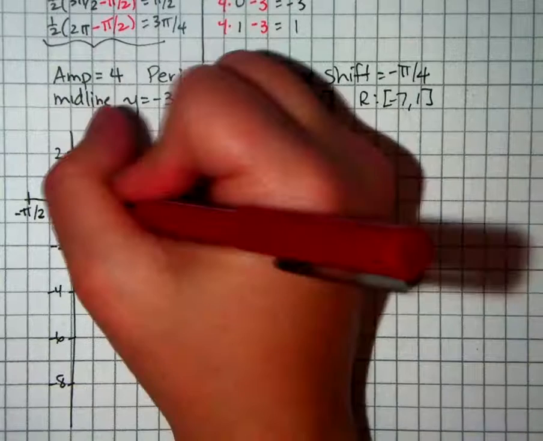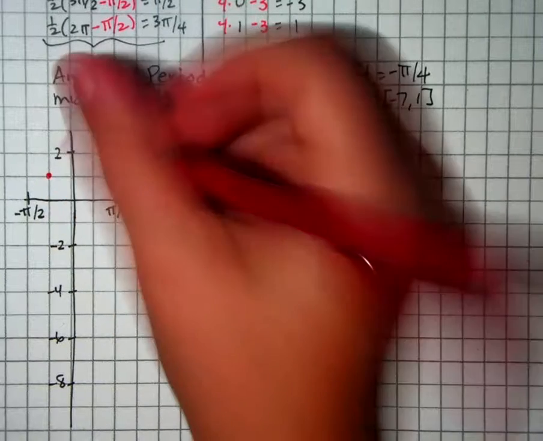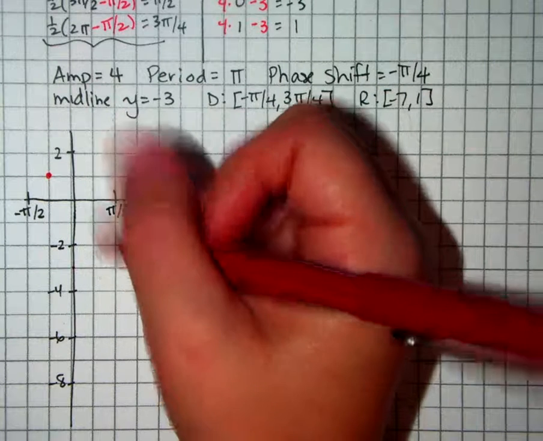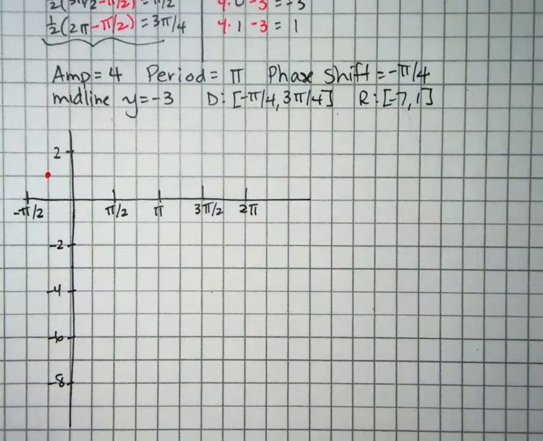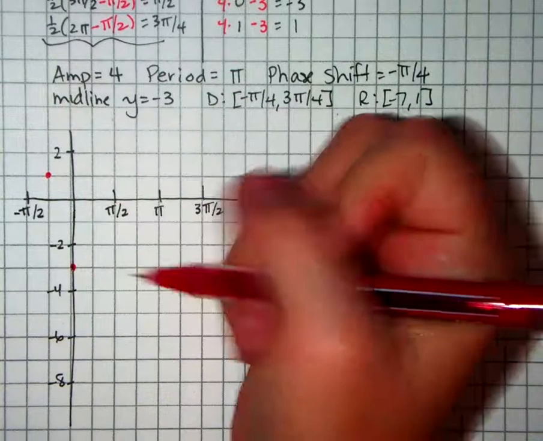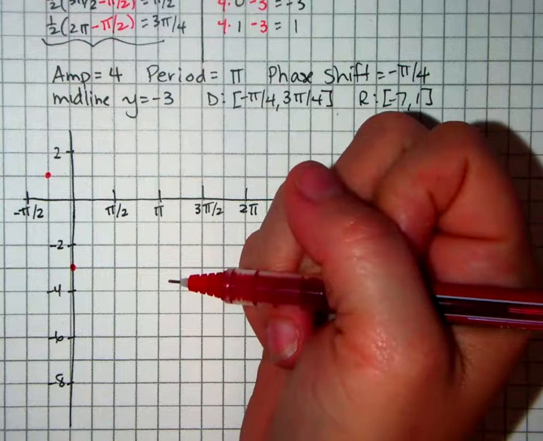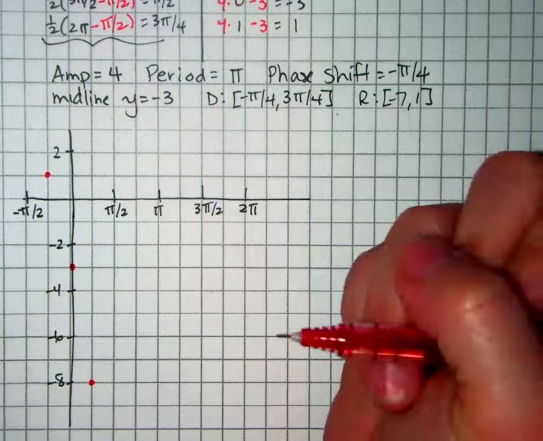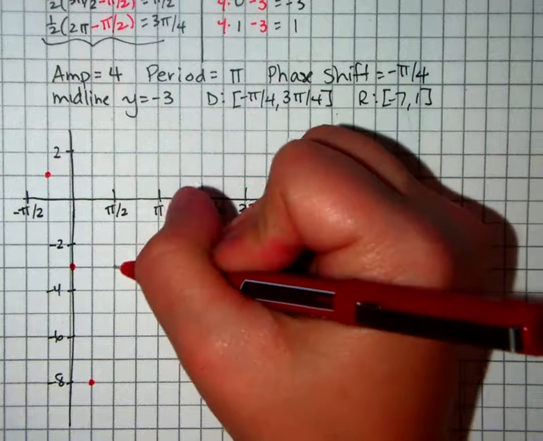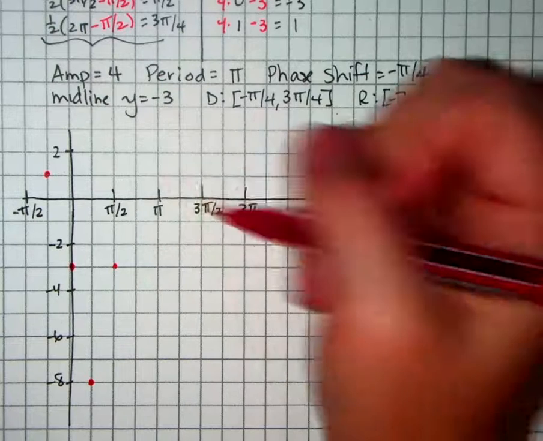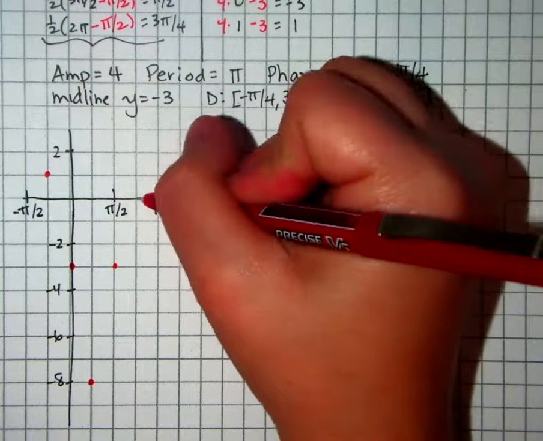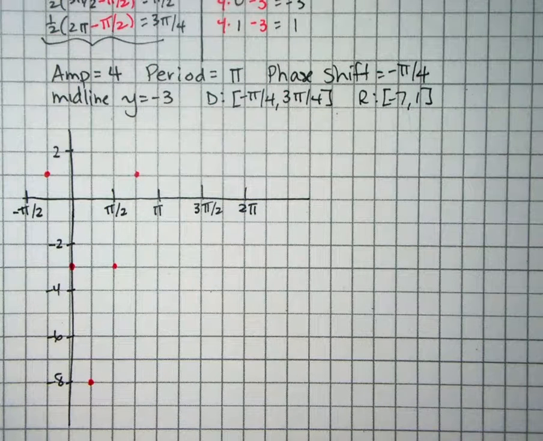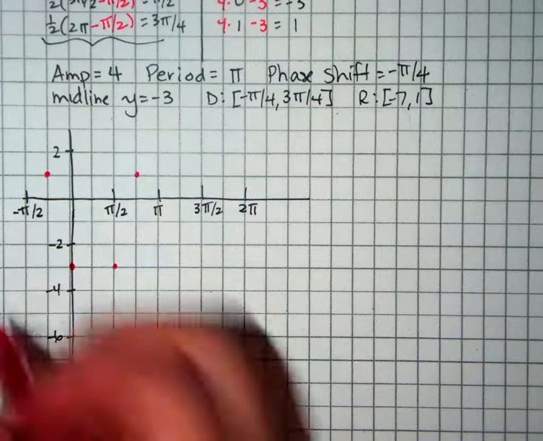And so at negative pi over 4 and 1, I'm at 0 and negative 3. And then I'm at pi over 4 and negative 7, and pi over 2 and negative 3, and 3 pi over 4 and 1. Oh, I guess I really didn't need my graph to go that super crazy. Again, this is my midline.